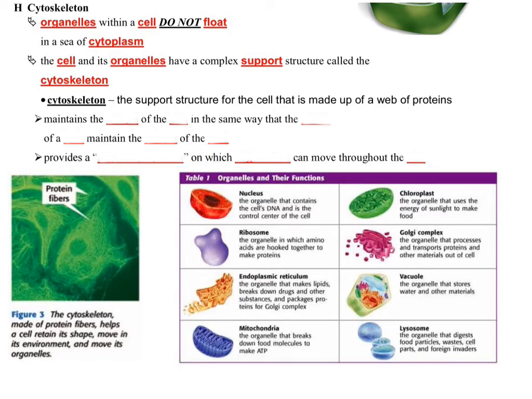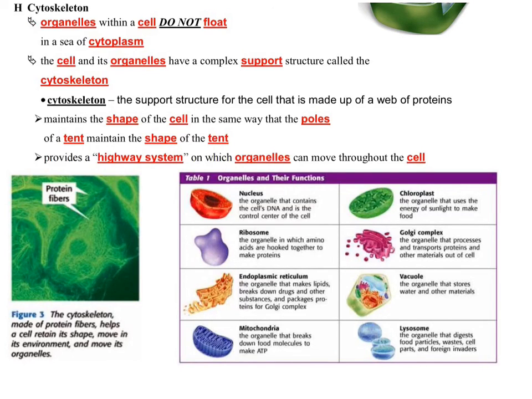So cytoskeleton is the support structure for the cell. It's made up of a web of proteins. It helps to maintain the shape of the cell in the same way that the poles of a tent maintain the shape of the tent, like I just said. But they also provide a sort of highway system on which organelles can move throughout the cell, because, like I said, some organelles, like vesicles and food vacuoles and lysosomes and chloroplasts, actually do move around throughout a cell.